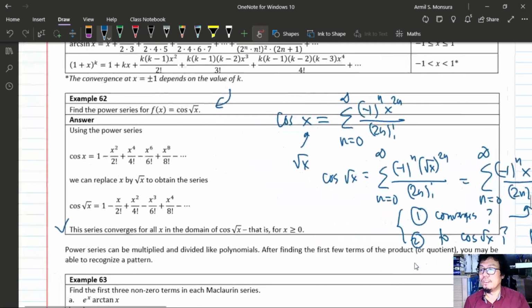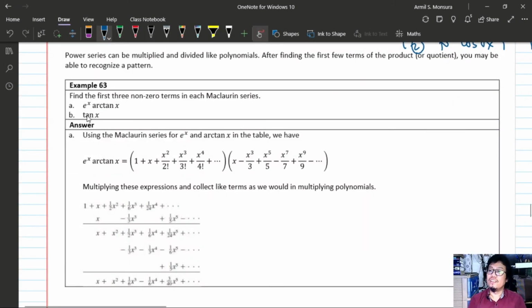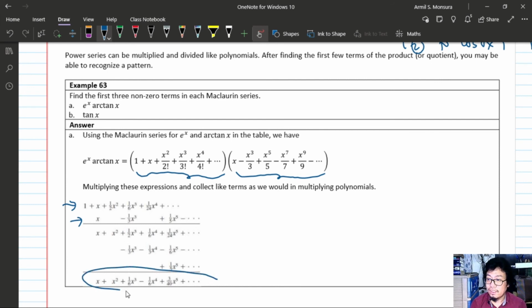Here, you have a product of e raised to x and arctangent of x. This is the series for e raised to x, and here's the series for arctangent of x, obtained from the table above. By multiplying those two, and of course combining the like powers later on, you would be able to get the power series for the product.